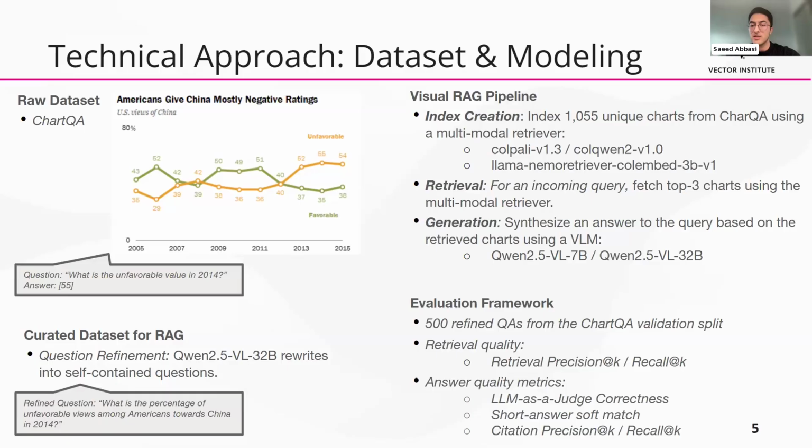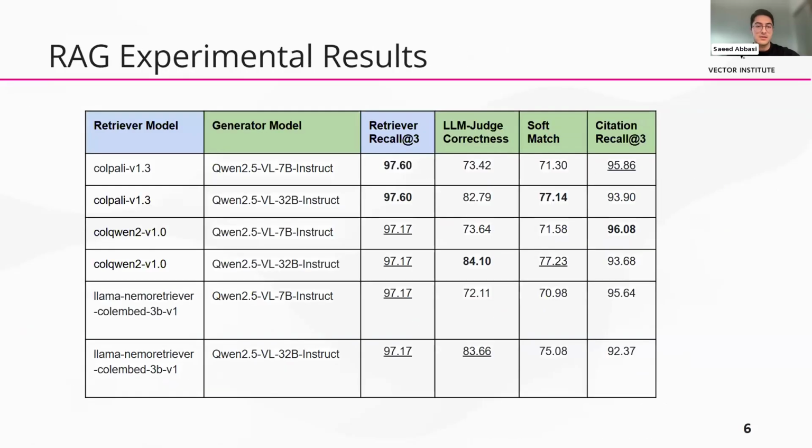We tried different checkpoints like before from the Qwen model, and we finally evaluated our model using 500 refined QAs from the ChartQA dataset and reported various metrics like retrieval, precision, recall, and LLM-as-judge correctness, as well as a few other ones that I'll talk about in the next slide.